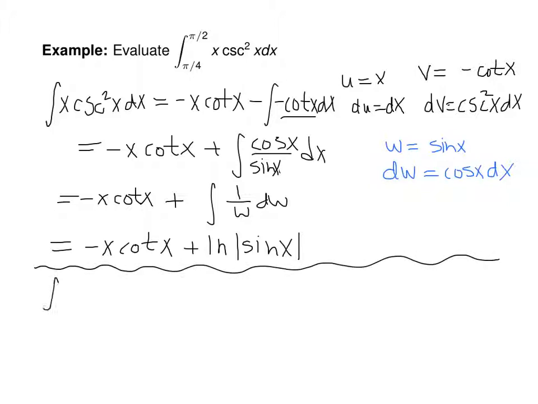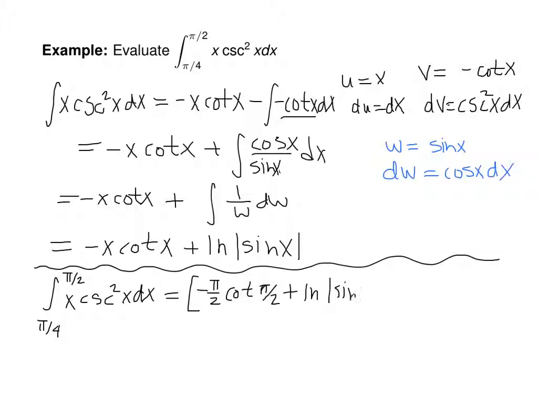And then, if we're going to find the area from pi quarters to pi halves of x cosecant squared x dx, first we'll plug pi halves into this expression. So we'll have negative pi halves cotangent of pi halves plus ln absolute value sine of pi halves minus negative pi quarters cotangent pi quarters plus ln sine pi quarters.